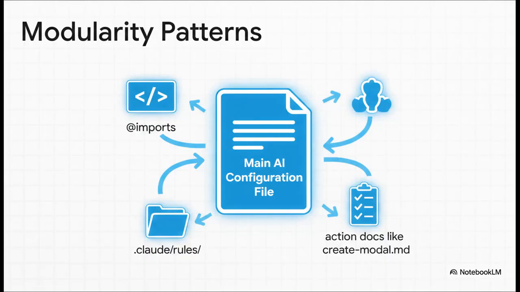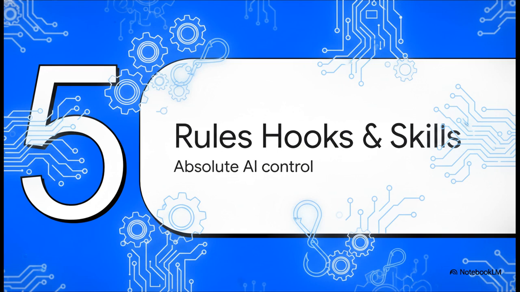To keep everything perfectly modular, you can use advanced patterns like the @import syntax to pull in existing docs. You can also use a dedicated .claude/rules folder for topic-specific guidelines, maybe for testing or security. You can even create action documents, like a create-modal.md file, giving the AI a strict, step-by-step checklist for things you do all the time. By doing this, the AI pulls in targeted knowledge only when a specific task requires it. It behaves completely selectively.